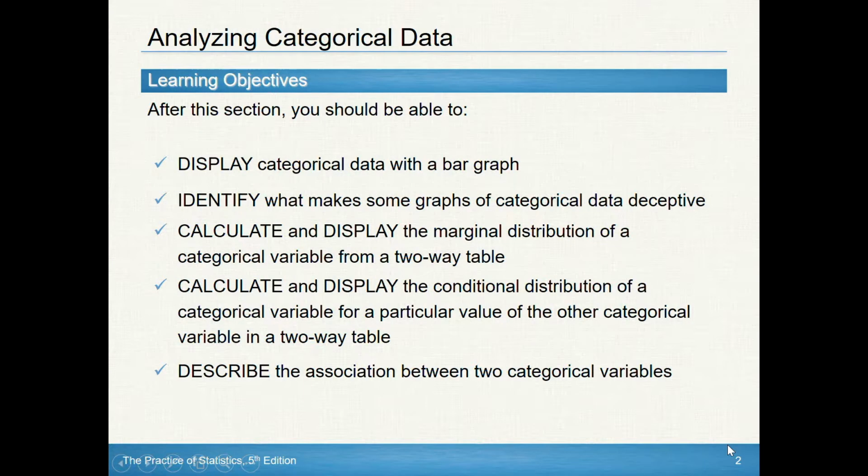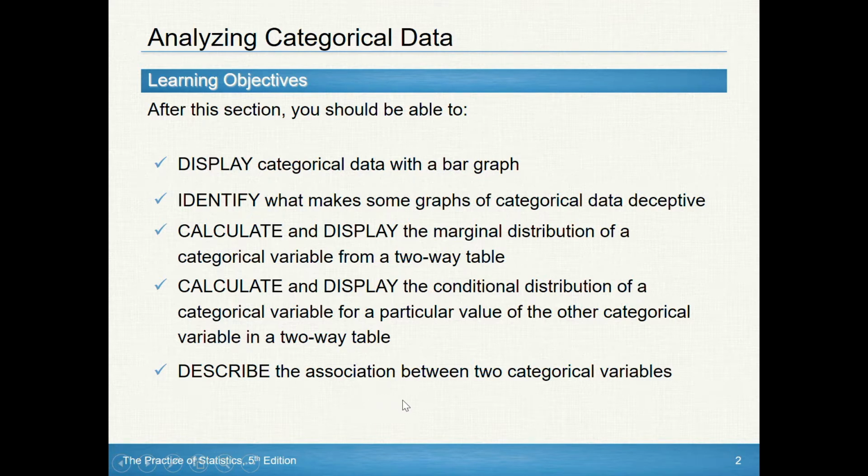So we have a few objectives today, but the most important thing to keep in mind is that we're really focusing on categorical data. So we're going to be displaying them. What kind of graphs do we use? We're going to identify what makes some of these graphs deceptive and therefore things we should try to avoid. We're going to calculate a couple of different things. We're going to calculate marginal distributions, and we're also going to calculate conditional distributions, both of which for two-way tables, and we'll explain what that means as we get going.